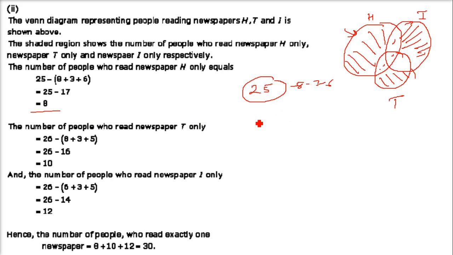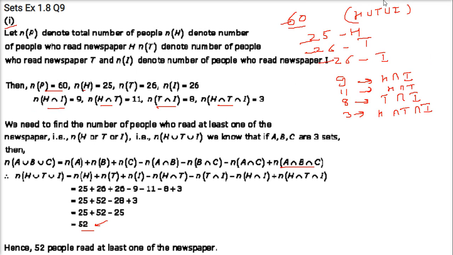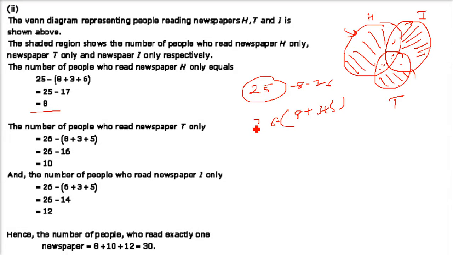Again, now coming to T. So 26 people read T. Again we have to subtract from T this one and this one. That is 26 minus 8 plus 3 plus 5. These values 8, 3 and 5 we already know. So 8, plus 3, plus 5 is to be subtracted from 26. This is going to be 10.